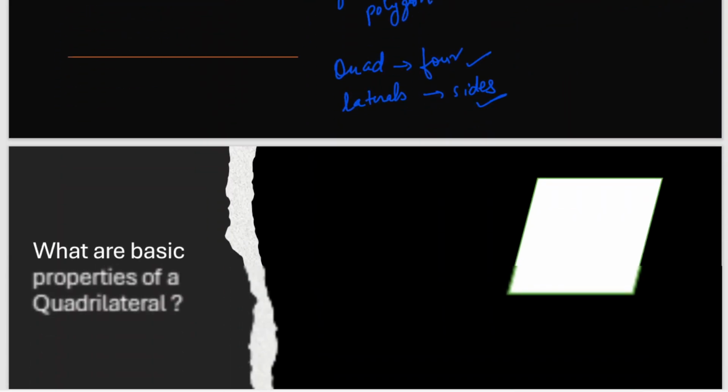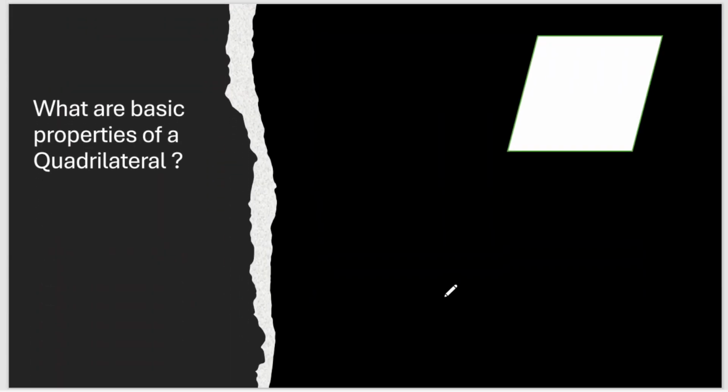Now, what are the basic properties of a quadrilateral? The first basic property is that it is made up of four sides. That means it has four sides: one, two, three, and four.